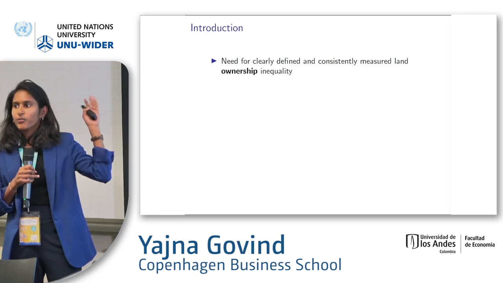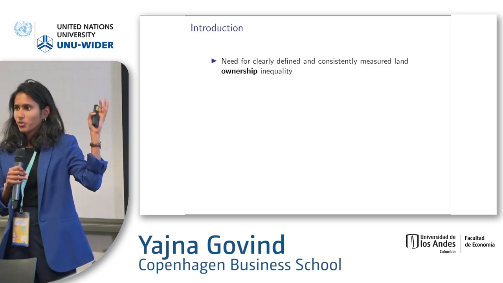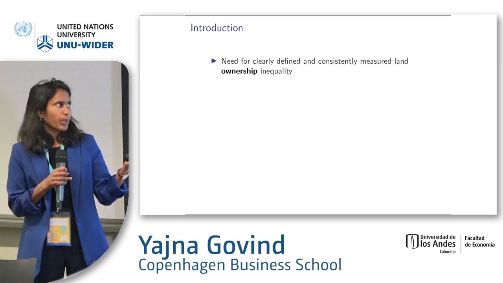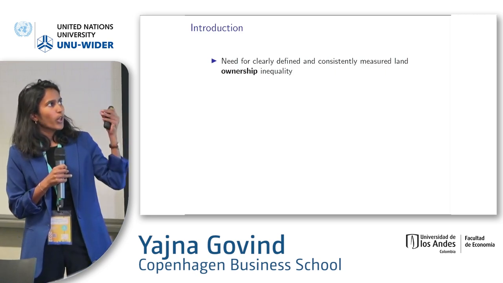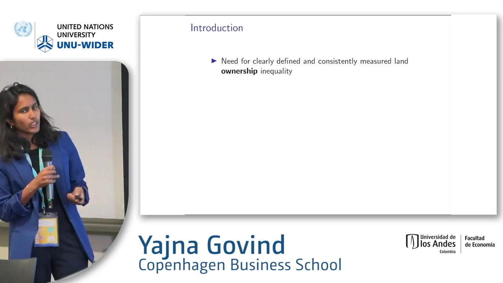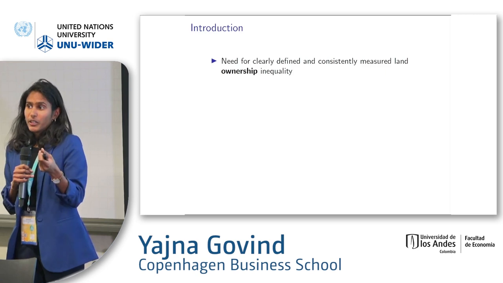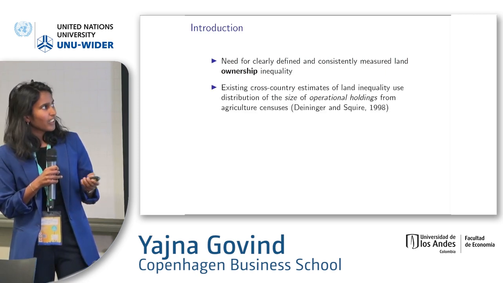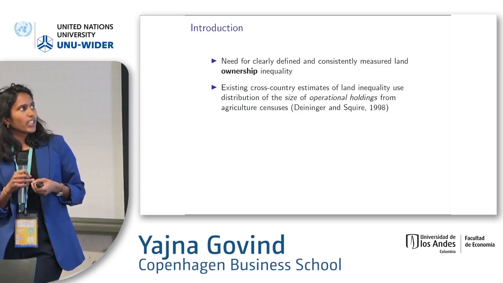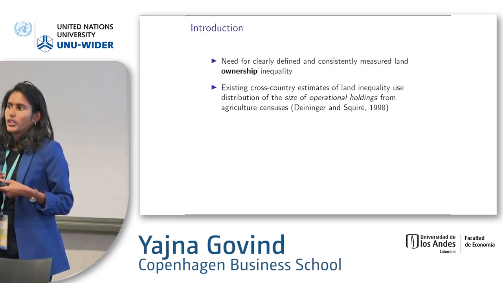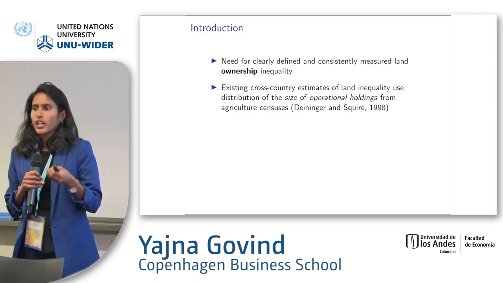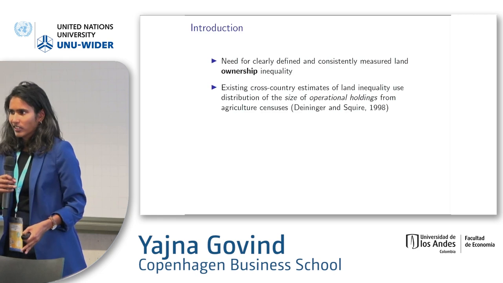And here, the word ownership is in bold for good reason. It's going to be the central point of this paper to try to understand whether we can measure ownership inequality in land and not other types of inequality. And why am I putting an emphasis here? It's because the existing cross-country estimates of land inequality that we use today, from Deininger and Squire, have relied a lot on agricultural census data.